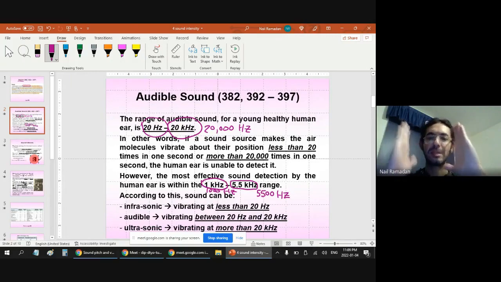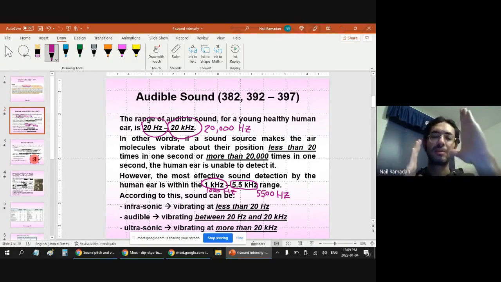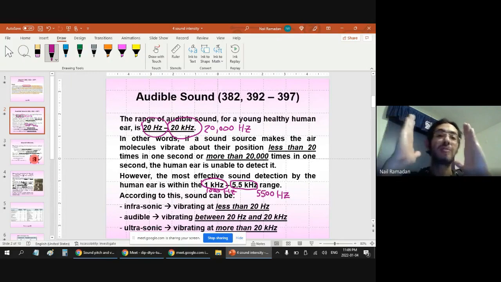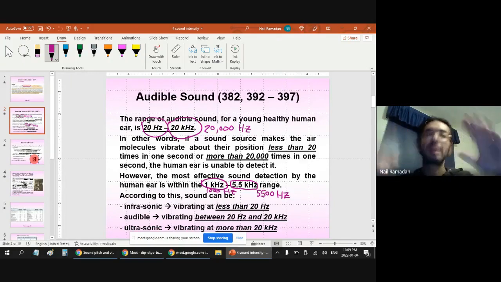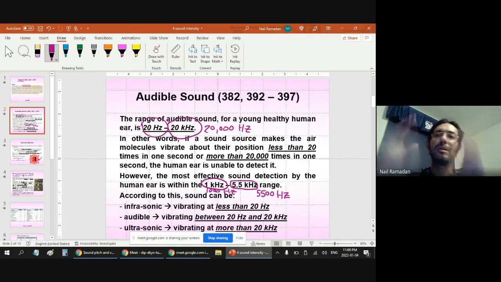So the best detection range usually is from 1000 hertz to what? To 5500 hertz, but the official full range covers 20 to 20,000. It's an easy number always to remember: 20 to 20,000, 20 to 20 kilo. Okay, so because we are the most special species, I guess, on Earth, we've categorized sound into three categories according to our ability to what? To hear or detect it.